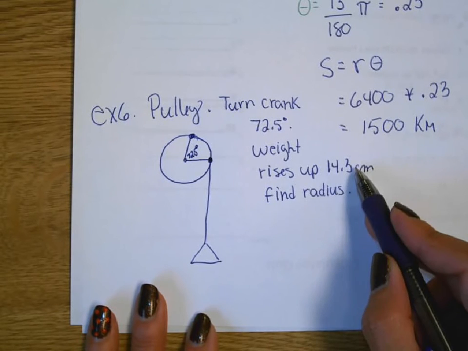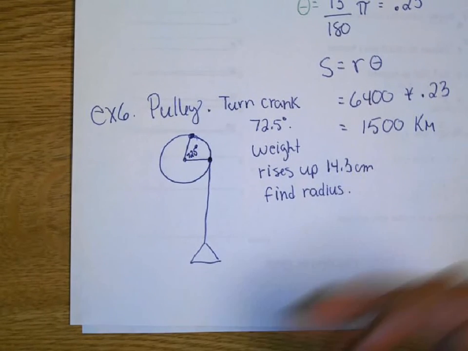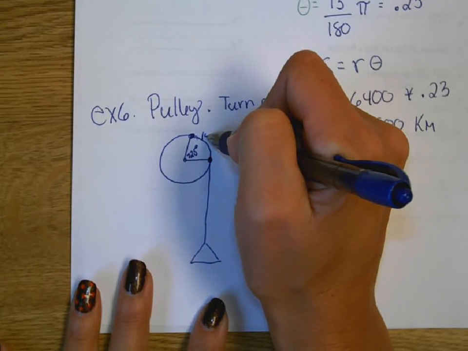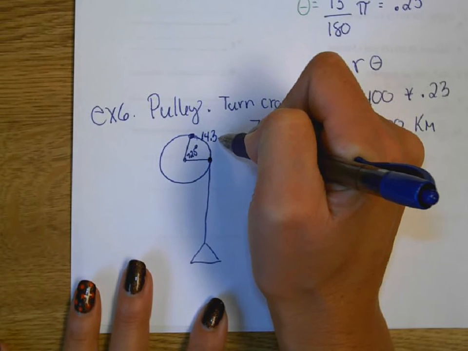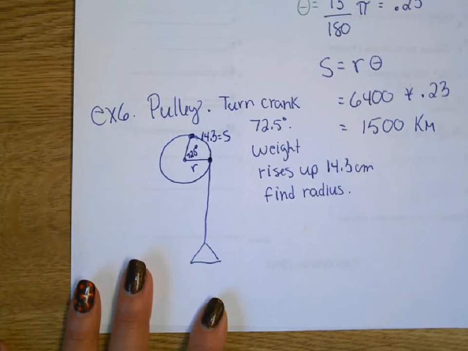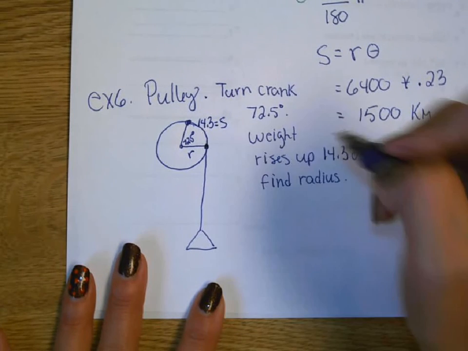Where would I put that 14.3 on my picture? It is the arc length. It's the rope that's wrapping around the pulley. That's how much rope wrapped around to get that to go up that high. So this right here is 14.3 centimeters. That is your S. And the 72.5 is what? Almost theta.